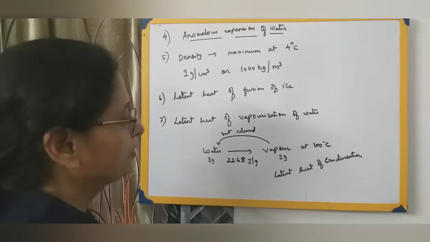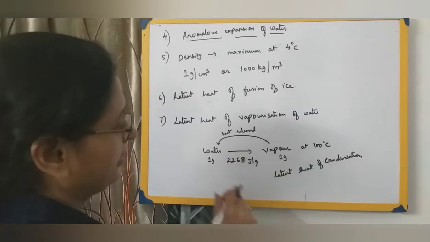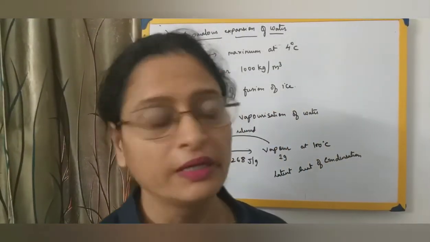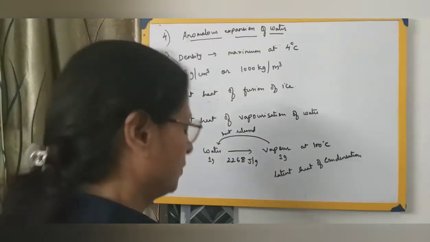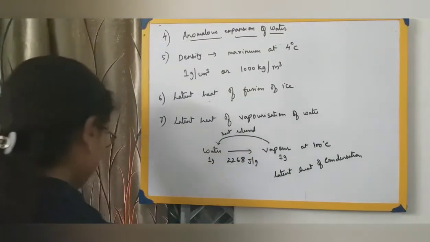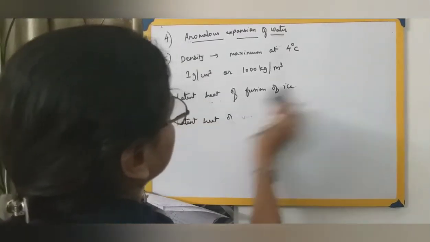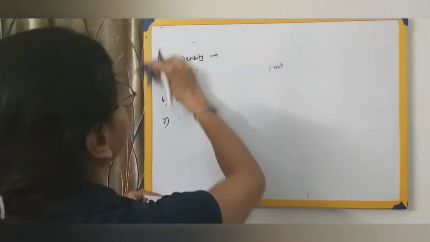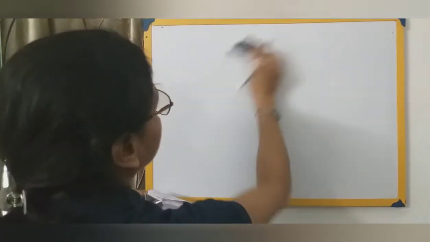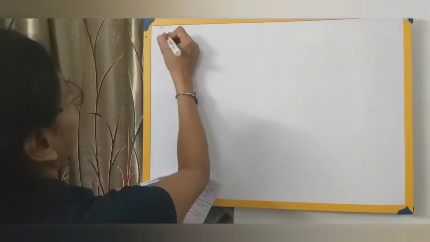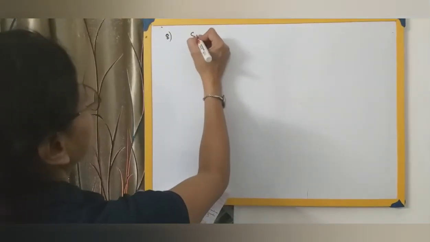The same amount of heat will be released, and here this much amount of heat will be absorbed in changing from water to vapor. The next property we have is number 8, specific heat capacity.